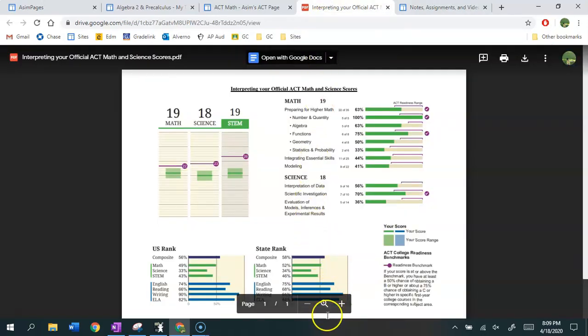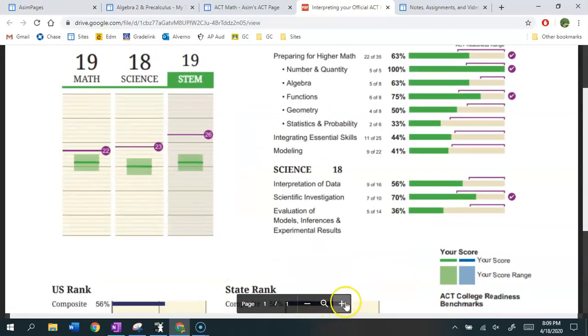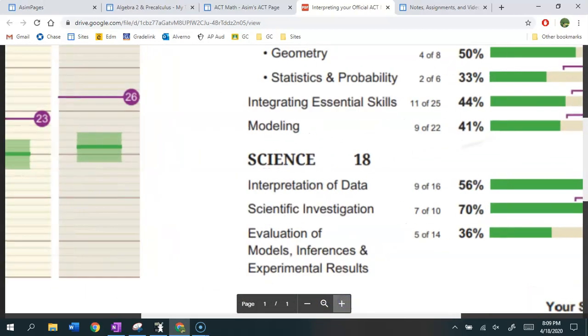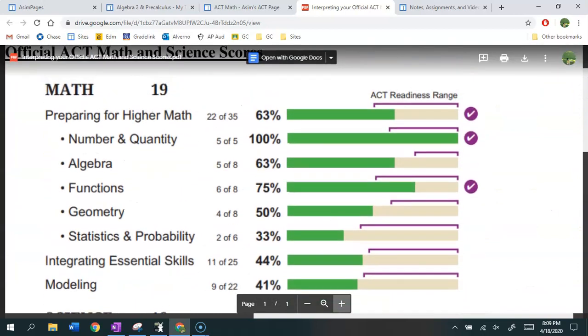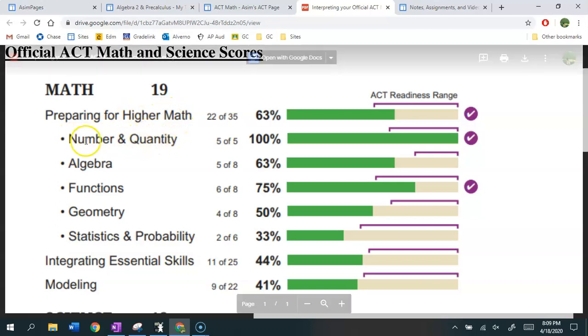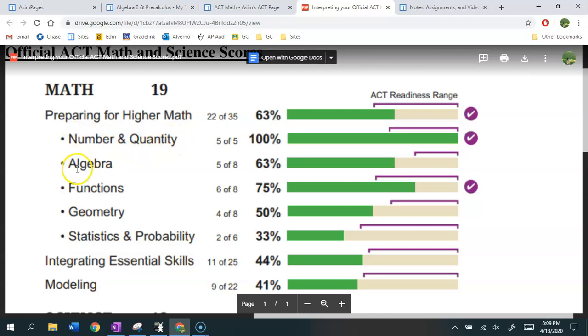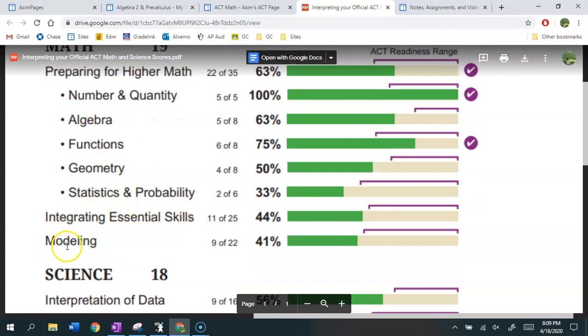One thing that I just want to talk to you about really quickly is the relevance of this topic. So here's a sample ACT report for a student, not necessarily a Salam School student, but basically you guys are coming to the end of all of the things that you need to know for the ACT. You know number and quantity, algebra, functions, geometry, you know how to integrate essential skills, you know how to model. We've done so much modeling. Modeling is basically word problems, and you know how to do many of them now. So what really is left in the balance is something called statistics and probability.